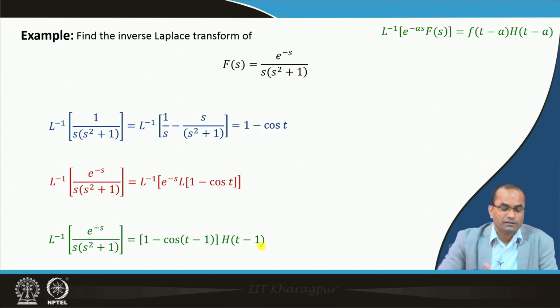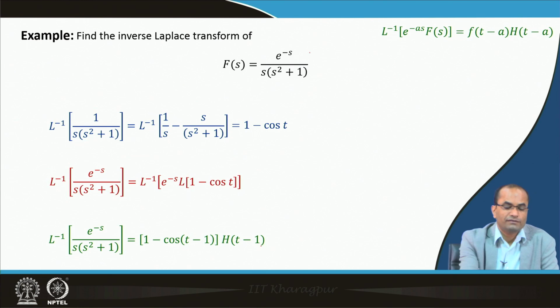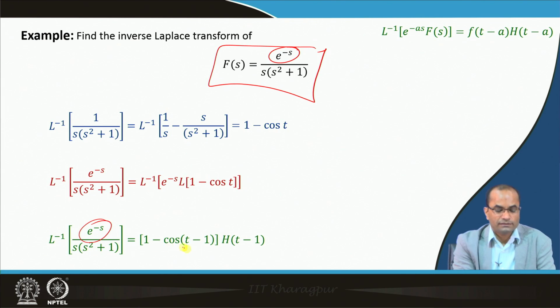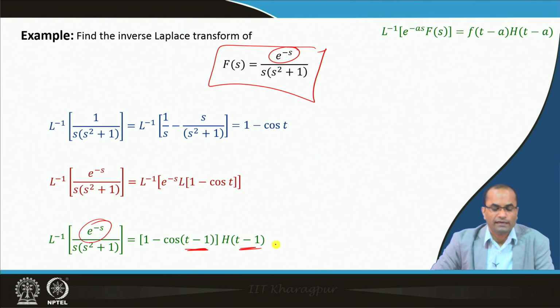So, using this second shifting property, we can now deal with such functions where e^(-s) is appearing in the multiplication. This e^(-s) is handled here by the shift t minus 1 and multiplied by h(t-1).